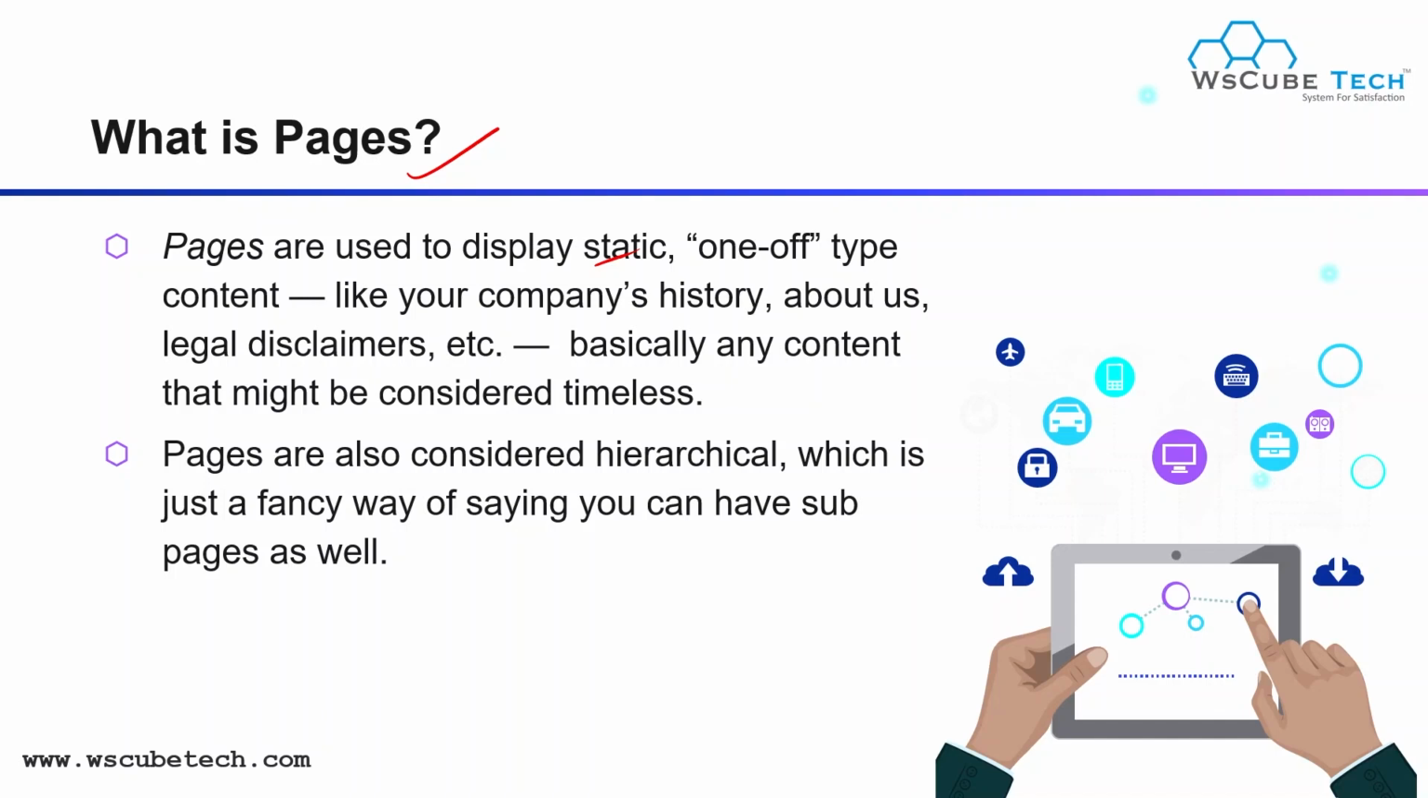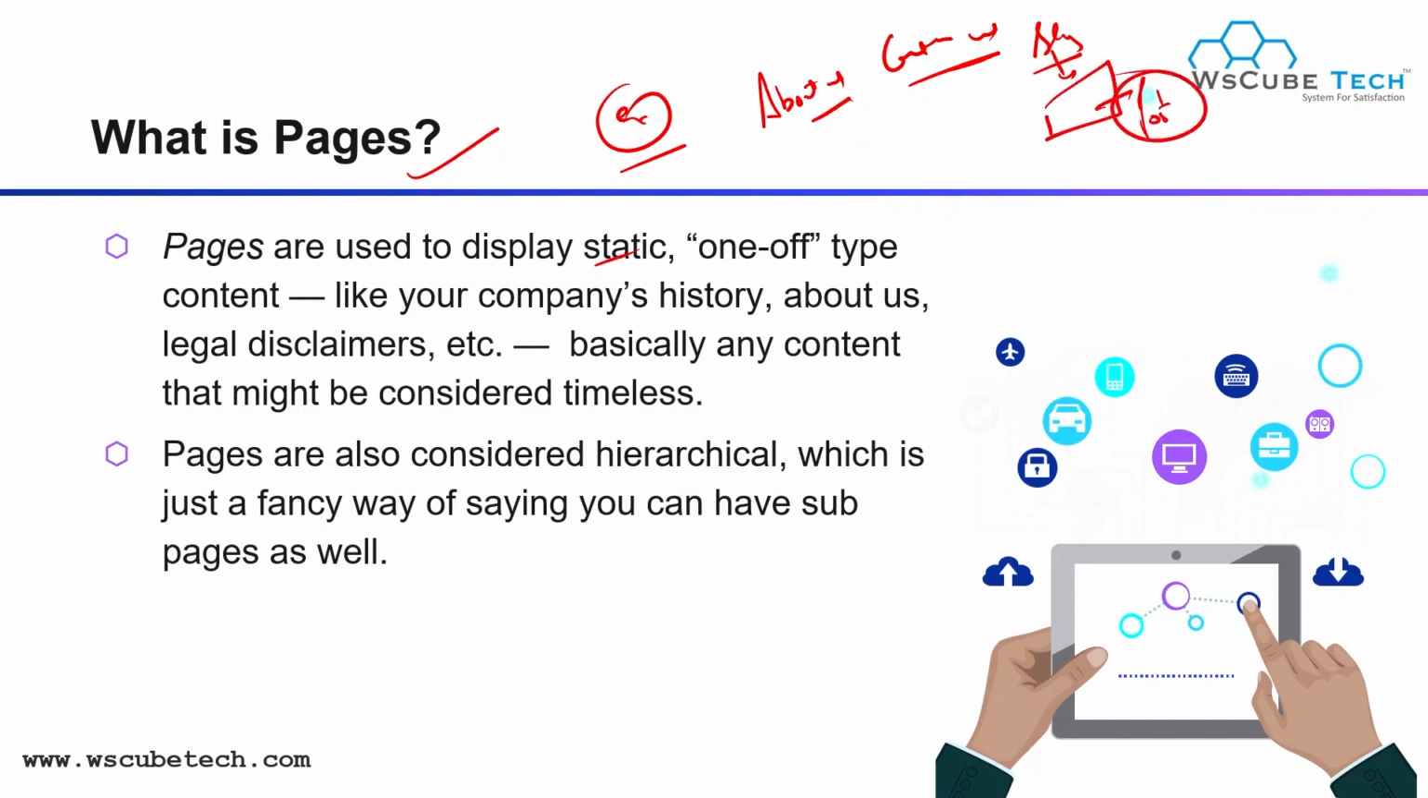Pages are also considered hierarchical, which is just a fancy way of saying you can have sub-pages as well. For example, in your website you have an about us page, you have contact us. These all are pages here. You have a blog page here, and in your blog page you can find some posts. These are known as posts, and this blog is known as a page. This is the difference between pages and posts.